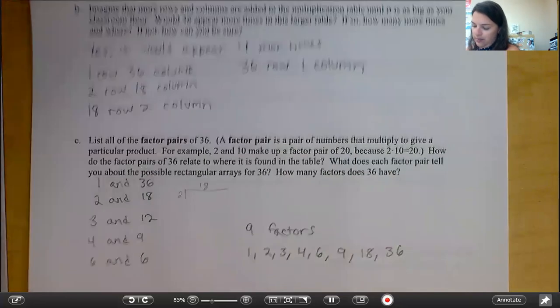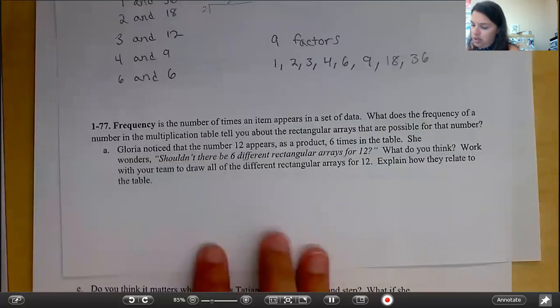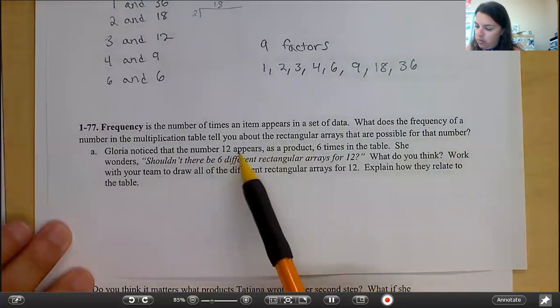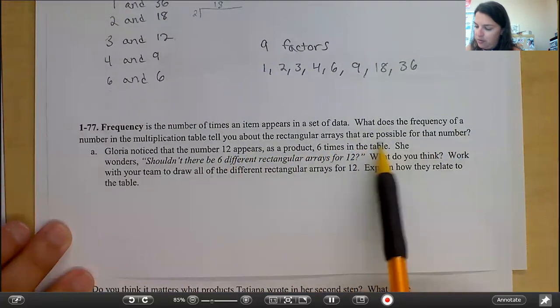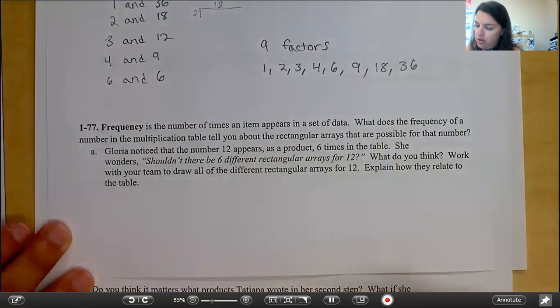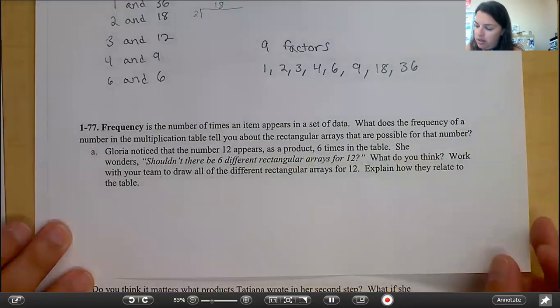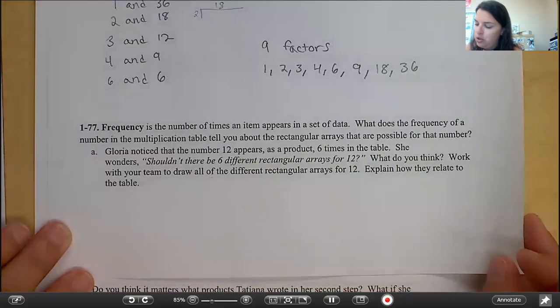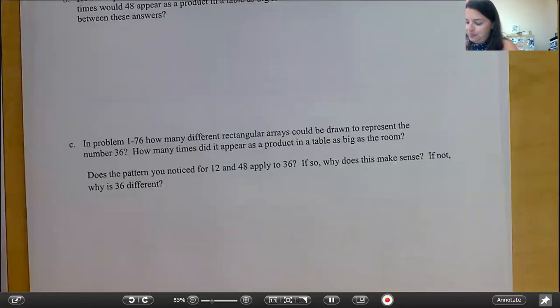Moving on to 177. Frequency is the number of times an item appears in a set of data. What does the frequency of a number in the multiplication table tell you about the rectangular arrays that are possible for that number? A. Gloria noticed that the number 12 appears as a product 6 times in the table. She wonders, should there be 6 different rectangular arrays for 12? What do you think? Work with your team to draw all the different rectangular arrays for 12. Explain how they relate to the table. So go ahead and work on part A.